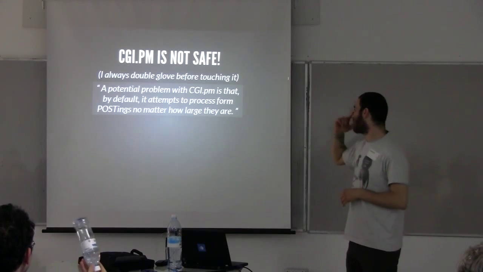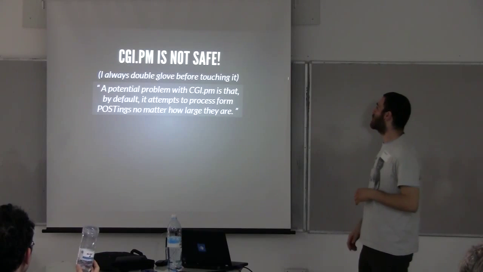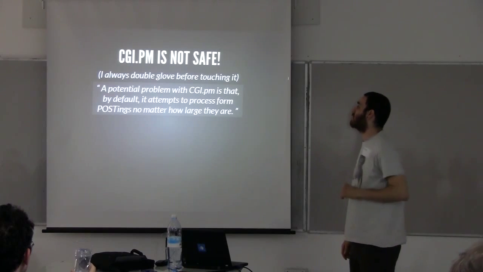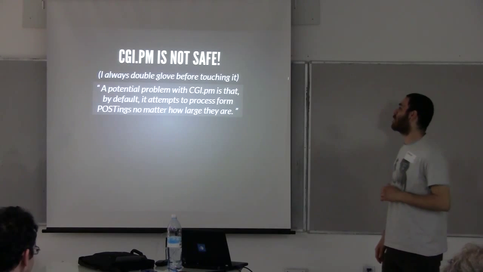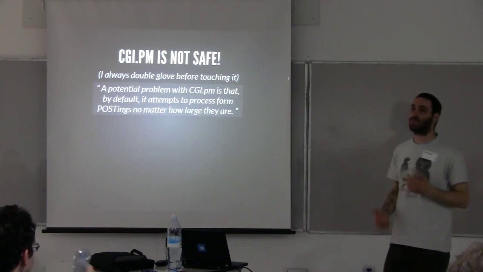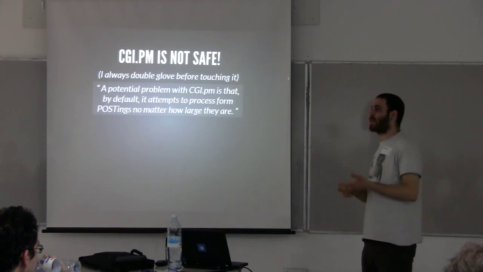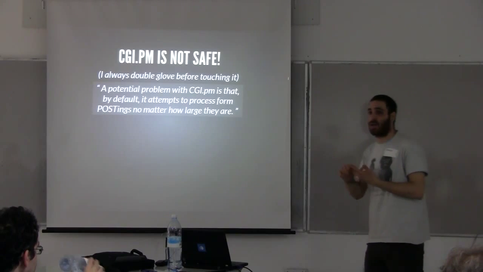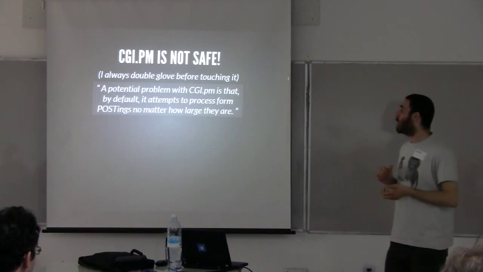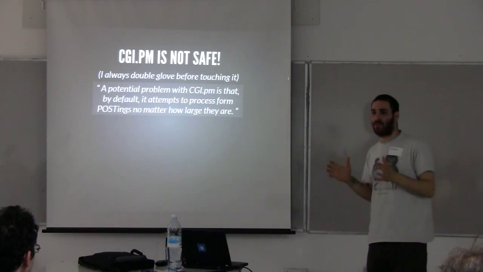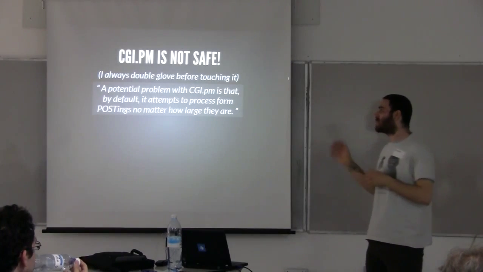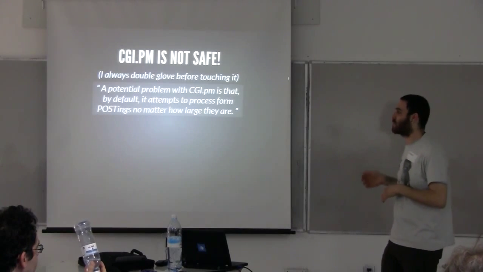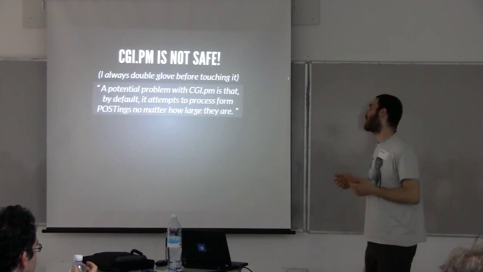This is a quote from the documentation. A potential problem with CGI.pm is that by default, it attempts to process form posts, no matter how large they are. Which means that if you send a post request, for example, a form for a user or a blog entry, it will process the entire thing. It doesn't even ask you. Now, there are ways to go around it, like limiting the amount, but there is no introspection prior to processing.